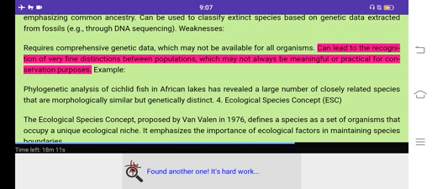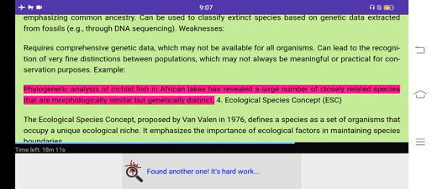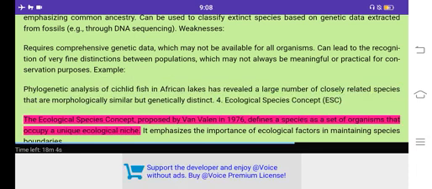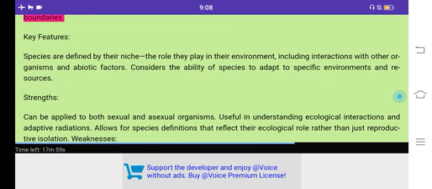Example. Phylogenetic analysis of cichlid fish in African lakes has revealed a large number of closely related species that are morphologically similar but genetically distinct. 4. Ecological species concept, ESC. The ecological species concept, proposed by Van Valen in 1976, defines a species as a set of organisms that occupy a unique ecological niche. It emphasizes the importance of ecological factors in maintaining species boundaries.